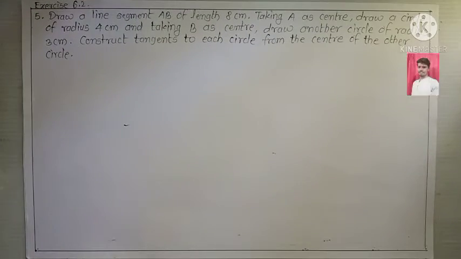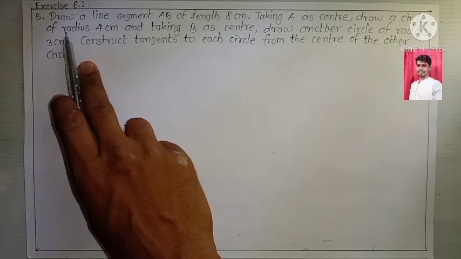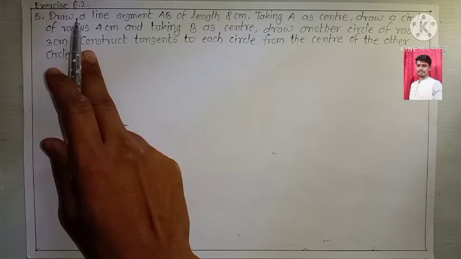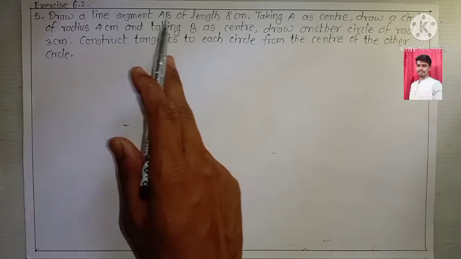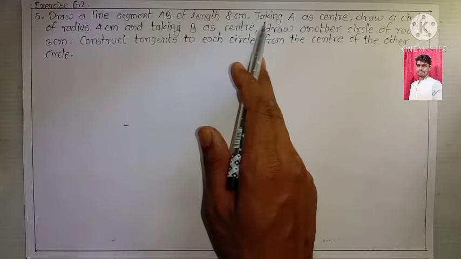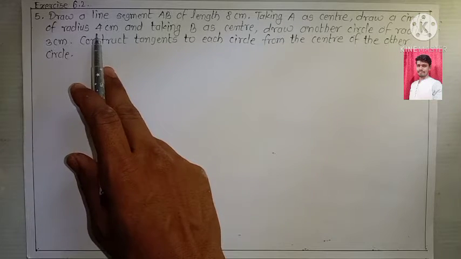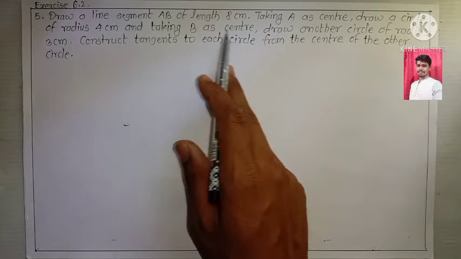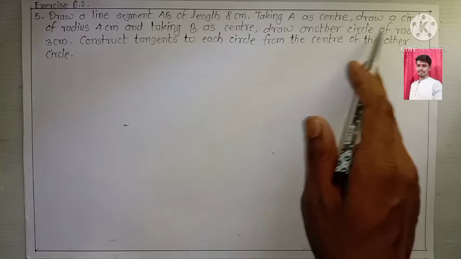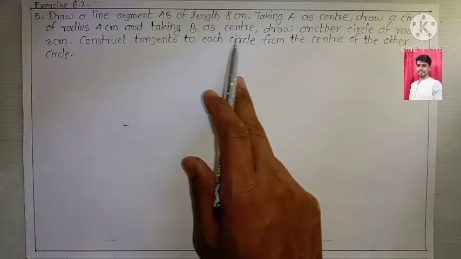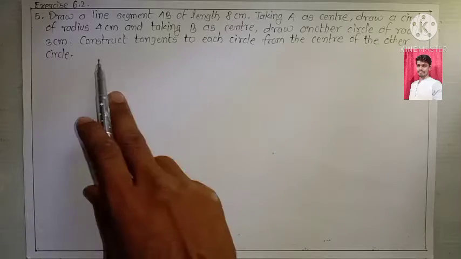Exercise 6.2, the fifth question. Draw a line segment AB of length 8 cm. Taking A as a center, draw a circle of radius 4 cm, and taking B as a center, draw another circle of radius 3 cm. Construct tangents to each circle from the center of the other circle.